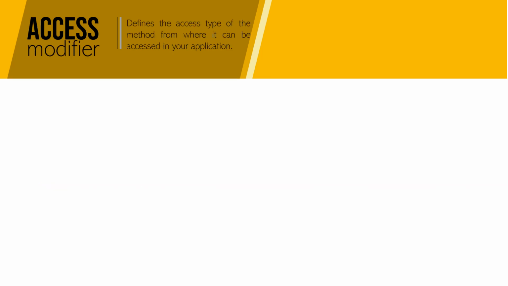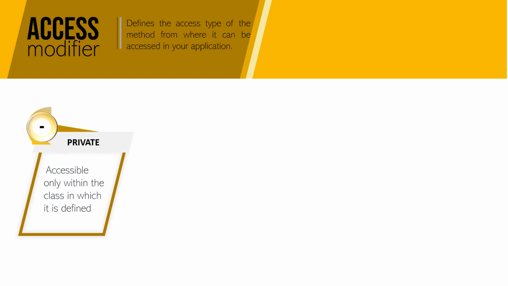What is access modifier or specifier? Access modifier defines the access type of the method from where it can be accessed in your application. In Java, there are four types of access specifier. We have private. This access specifier is accessible only within the class in which it is defined. This is represented by a minus sign.